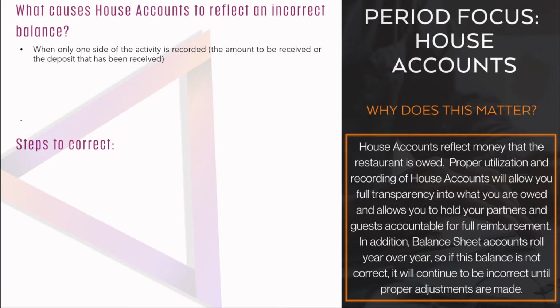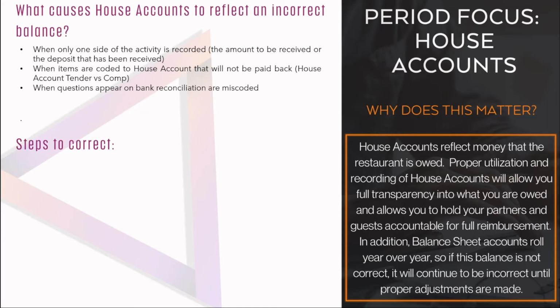Second, and most common, is when items are coded to a house account, but it will not be paid in the future. There's a vast difference between a house account and a comp. If you will not be paid back, set up a custom comp to track the expense to your business. These should not be marked as house account balance. It is not an asset to your business. Third is when transactions appear on bank reconciliation and are not coded correctly. And lastly, when the amount is paid in trade and not in money. This situation will require special setup and should be discussed with your accountant and tax specialist.